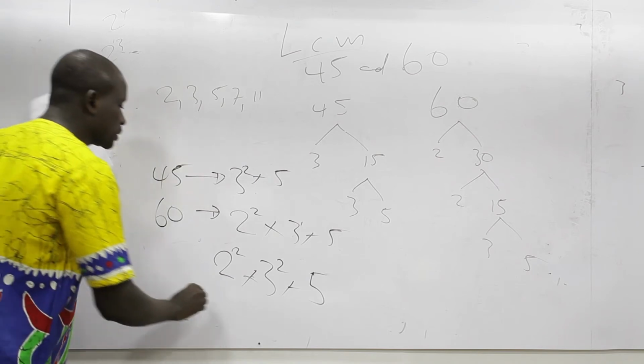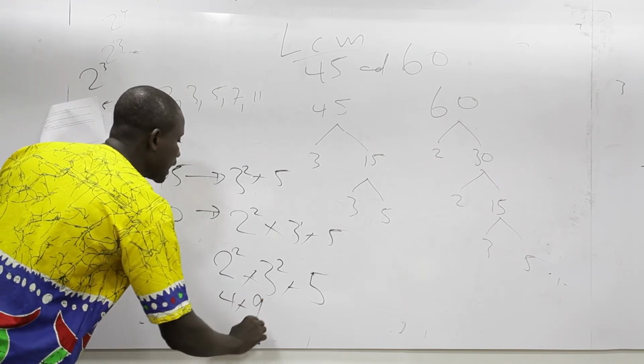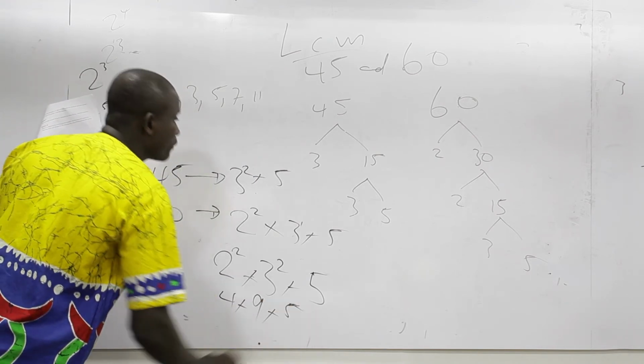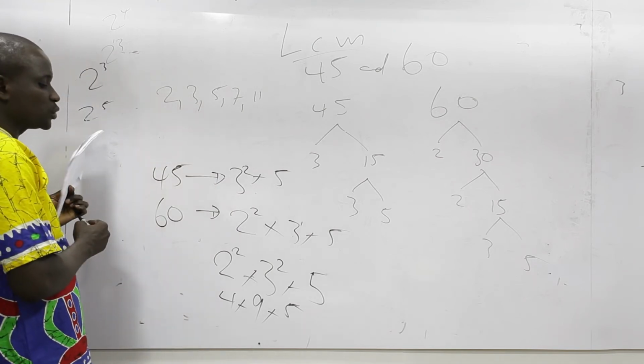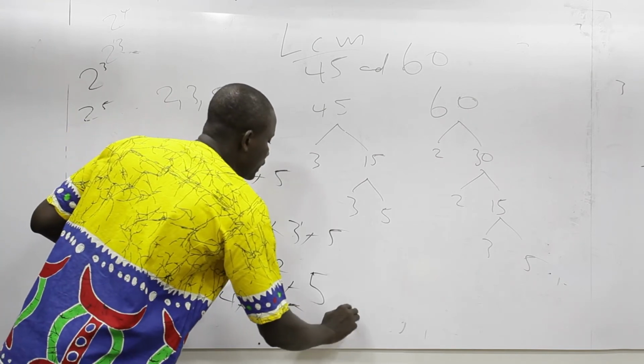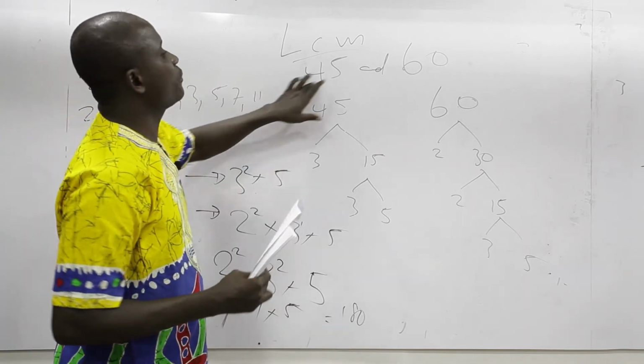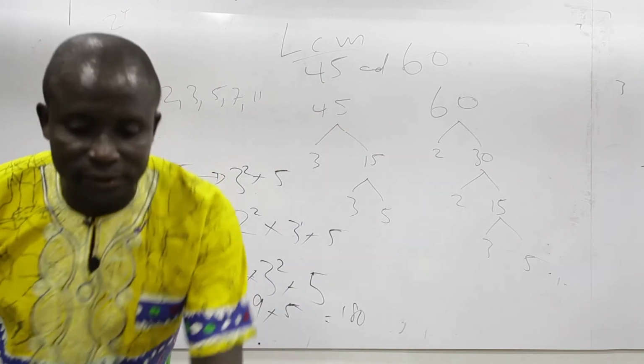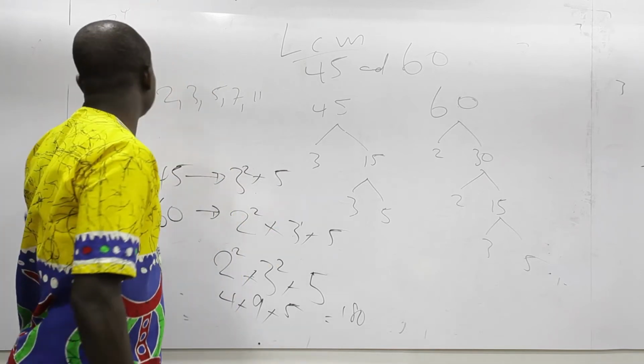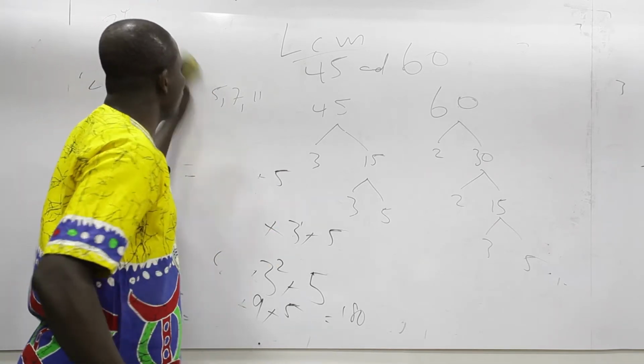So here becomes 4 times 9, which is 36, times 5. And 36 times 5, I think, is going to be 180 or so. So that is the LCM for 60 and 45. You have to take note of that. It's very, very important.